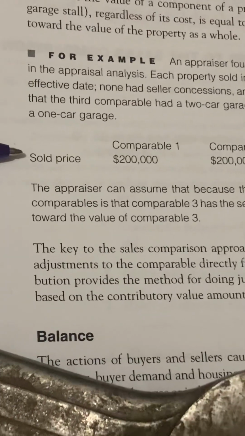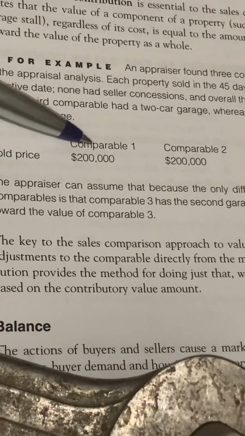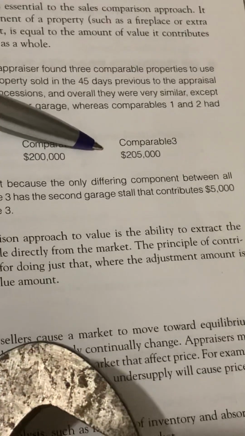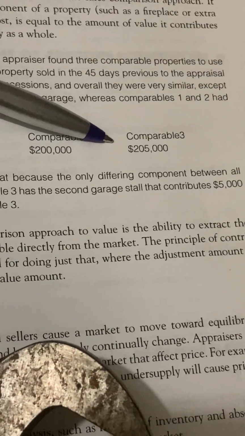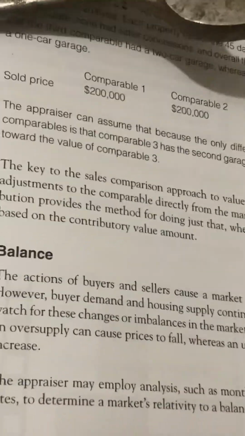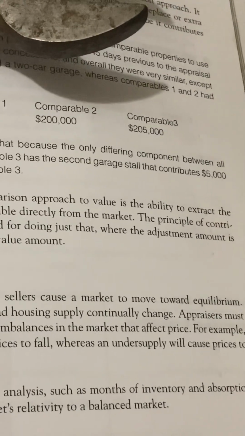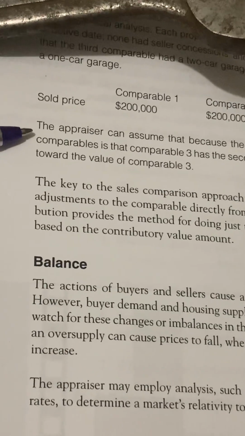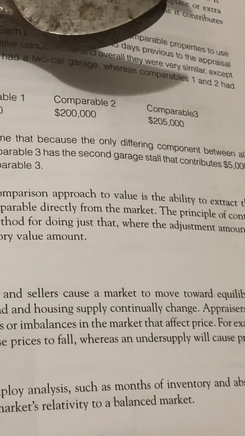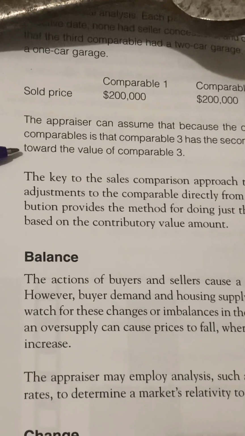Sold prices. Comparable number 1 sold for $200,000. Comparable number 2 sold for $200,000. And comparable number 3 sold for $205,000. The appraiser can assume that because the only differing component between all comparables is that comparable 3 had the second garage stall, that stall contributes $5,000 toward the value of comparable 3.